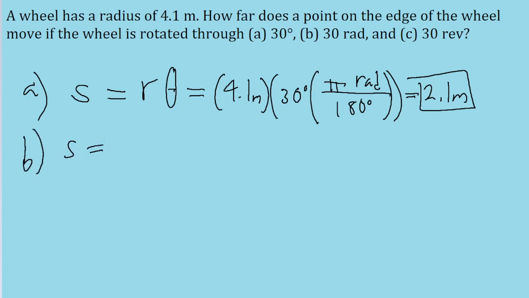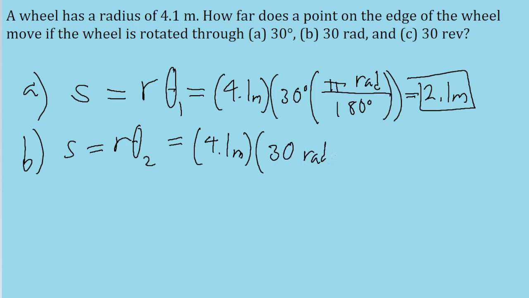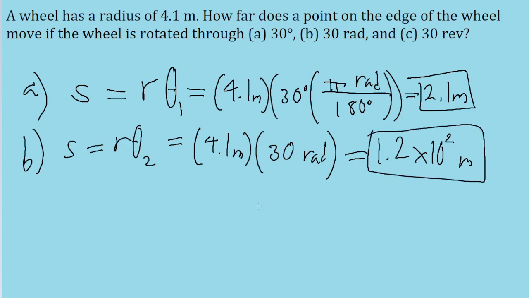We're going to be using the exact same formula, except now we're using a different value for theta. r is the same though, because the radius hasn't changed. For part B, we're using an angle of 30 radians. Like I said, this formula is valid when theta is in radians, so we don't have to do any conversions. We just take 4.1 meters and multiply it by 30 radians, and we get an s value of about 1.2 times 10 to the power of 2 meters. And that's the answer to part B.